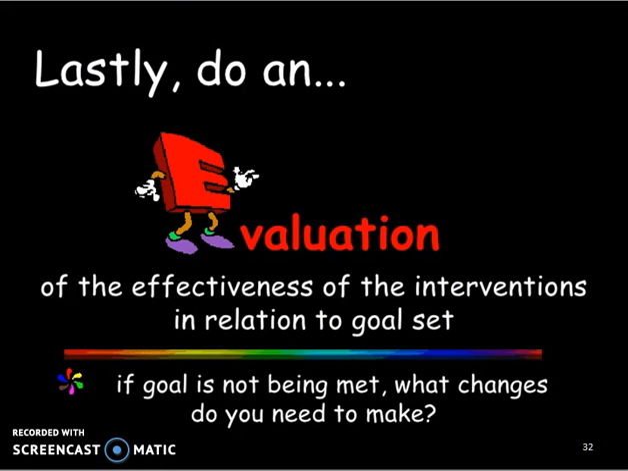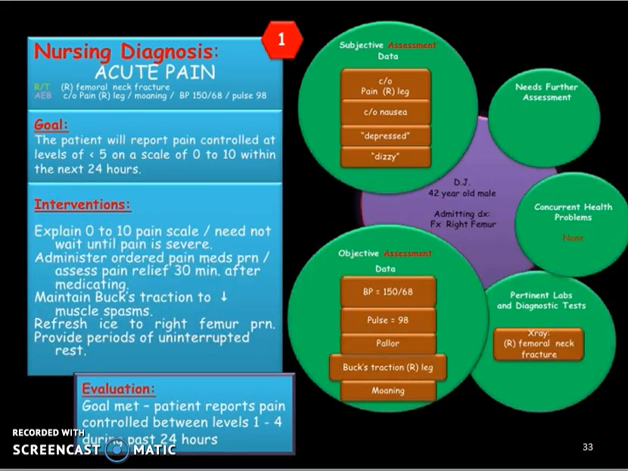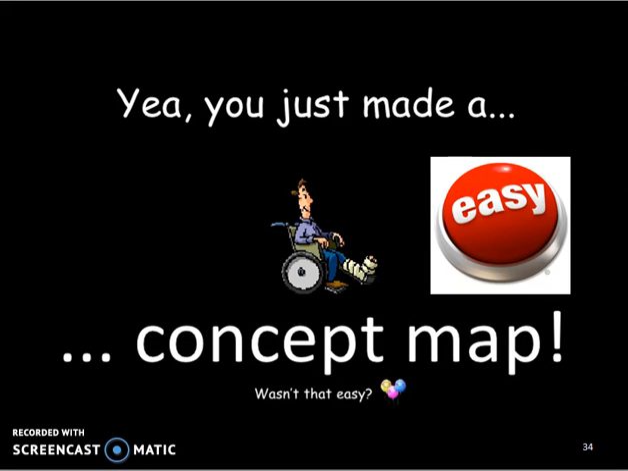Lastly, do an evaluation of the effectiveness of the interventions in relation to the goal set. If the goal is not being met, what changes do you need to make? Here is a completed concept map with one diagnosis, the goal, the interventions, and the evaluation. You just made a concept map.